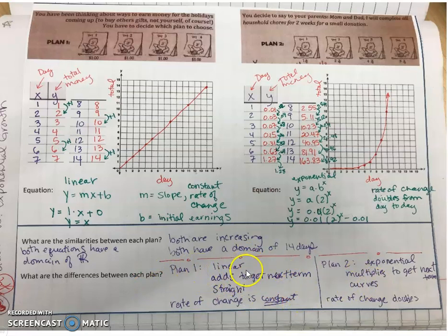Under Plan 1, we have linear growth. This is adding to get to the next term. It's a straight line, and this is because the rate of change from day to day is constant. It's adding 1 every single time. In Plan 2, however, the reason this becomes exponential is you're no longer adding the same number from day to day. You're actually multiplying by a number, the same exact number in this case, 2, to get to the next number. And then you have a curved line here instead of straight, and your rate of change is actually going to double. It is no longer constant. We'll talk more about exponential growth and decay in Chapter 6, Section 1, but for right now, that is all for this page.